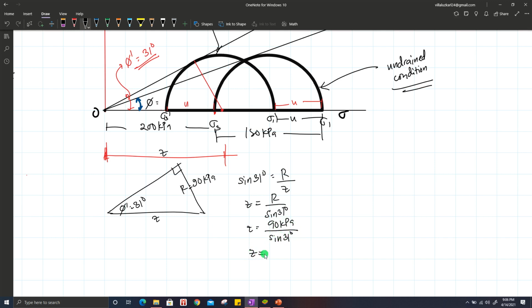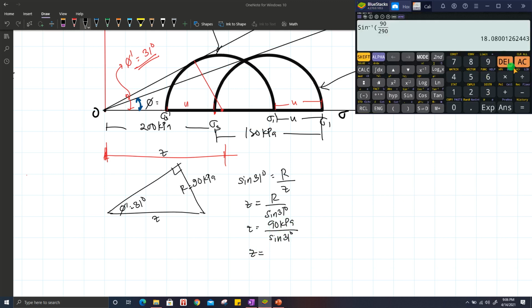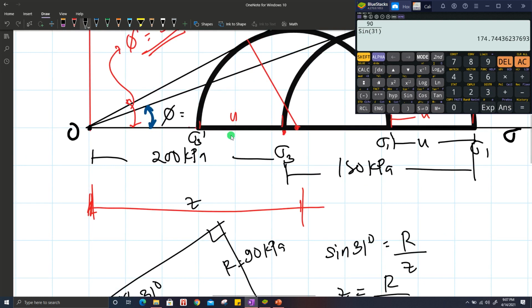So Z is equals to 174.744 kilopascal. So galing dyan, makukuha natin itong distance na to.